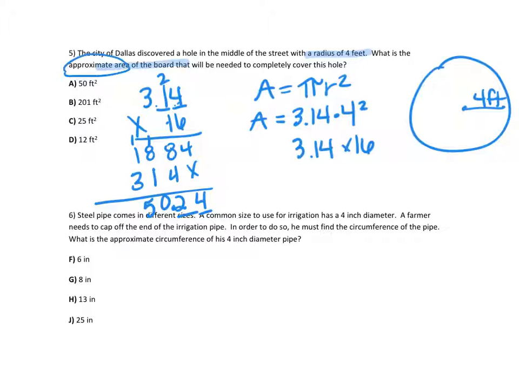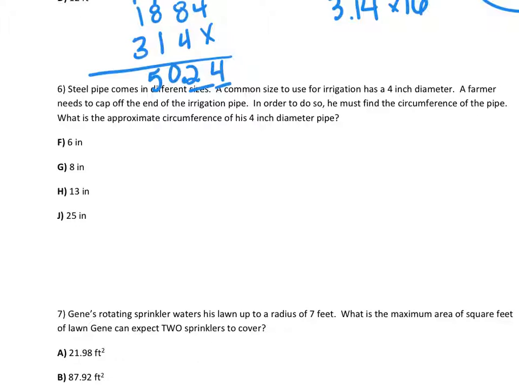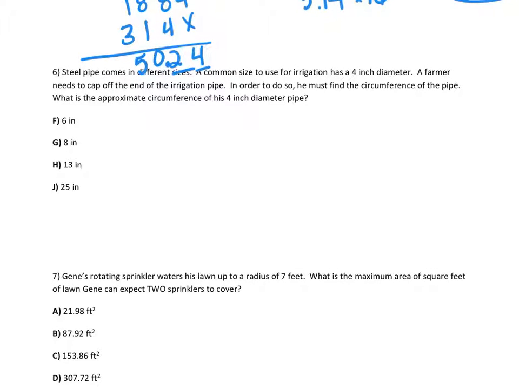Now it says approximate, so we're going to round to the closest one, which if we rounded 50.24 to the closest one, it would be answer choice A. Okay. Number 6. A steel pipe comes in different sizes. A common size to use for irrigation has a 4-inch diameter. A farmer needs to cap off the end of the irrigation pipe. In order to do so, he must find the circumference of the pipe.